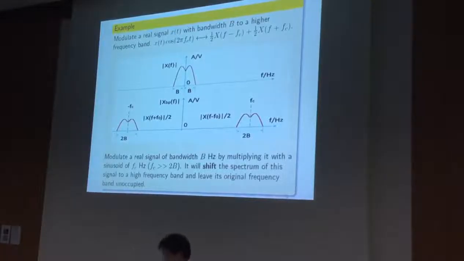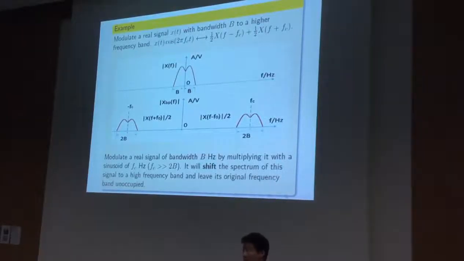Okay, so we know that generally for modulation, we multiply the signal with a very high frequency sinusoid. Fc is generally much greater than the bandwidth of the signal. Then it will shift the spectrum of this signal to a very high frequency band, such that there's no overlap of the modulated signal with the baseband anymore.